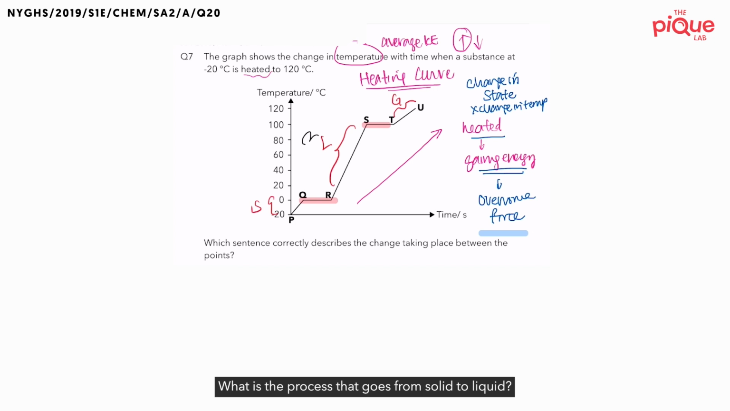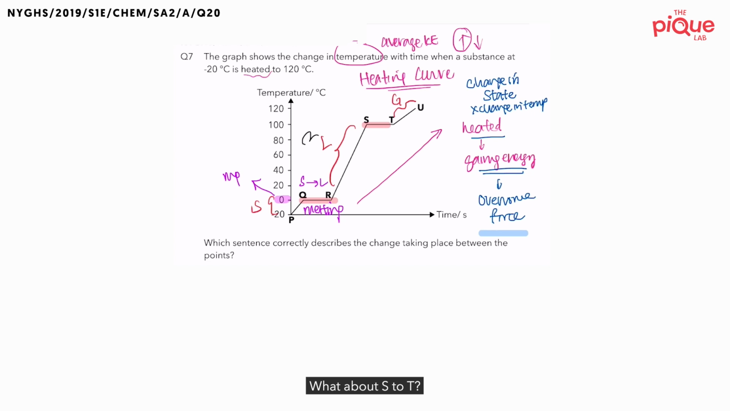What is the process that goes from solid to liquid? That process is known as melting. So can you tell me what is the melting point of this substance? The melting point of this substance is 0. Let us label this as the melting point. What about S to T? S to T goes from liquid to gas. This process is known as boiling. So can you tell me what is the boiling point of this substance? The boiling point of this substance is 100. Let us label this as the boiling point.